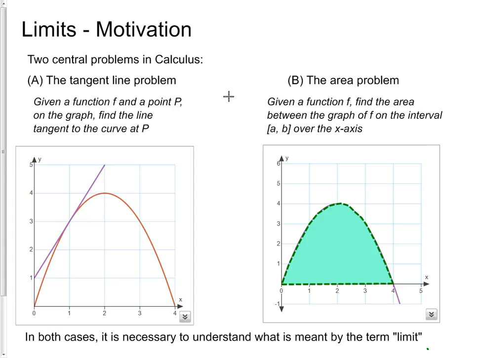And there's really two main problems that we try to solve in calculus. The first one is this. If we have a function and some point P on that graph, let's say our point P is right here at 1, 3, we're asked to figure out what is the slope of the line tangent to the curve.